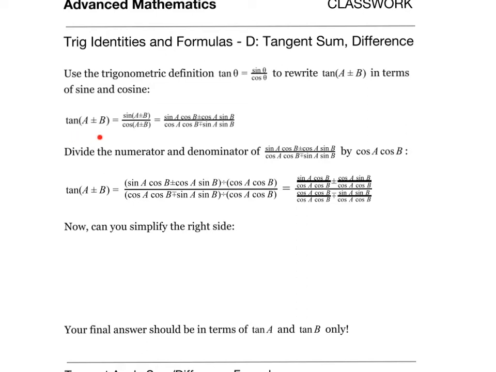So if we have the tangent of a plus or minus b, that certainly would be the same as the sine of a plus or minus b over the cosine of a plus or minus b. And we can use the angle sum and difference formula for sine and the angle sum and difference formula for cosine and write it like that.